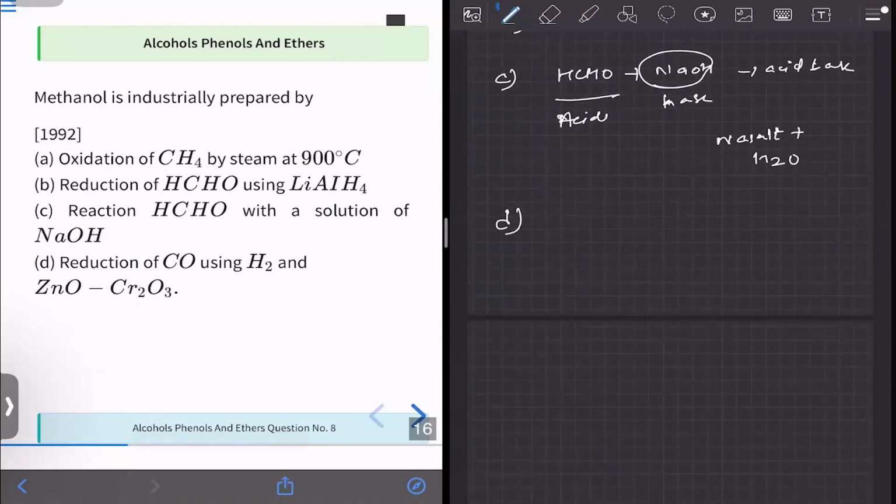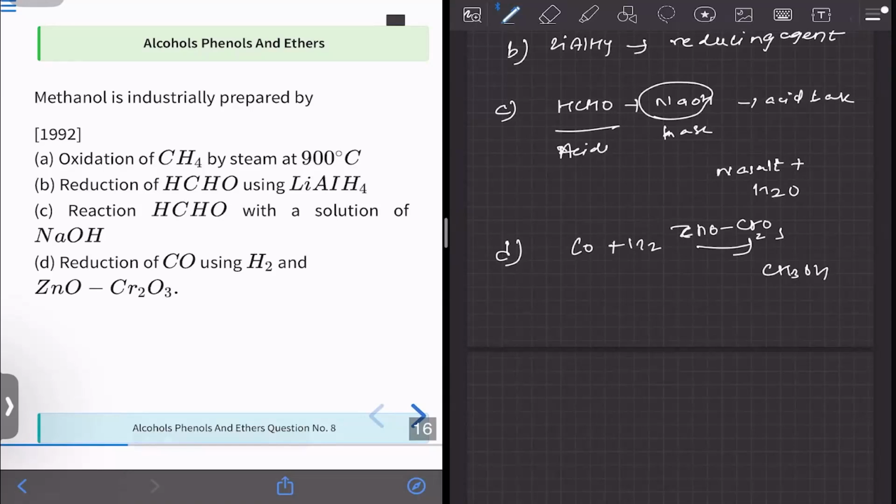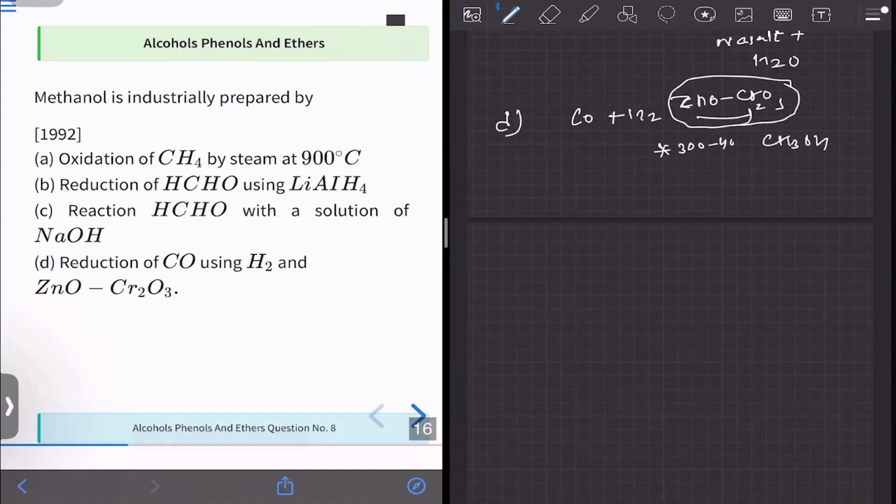Option D. See, after production of synthesis gas from methane, on further reduction in the presence of zinc oxide and chromium oxide, it produces methanol. So the industrial method of production of methanol is reduction of synthesis gas in the presence of ZnO Cr2O3. The temperature is around 300 to 400 degrees Celsius and the pressure is almost the same. So in these specific conditions, we can prepare methanol from synthesis gas.